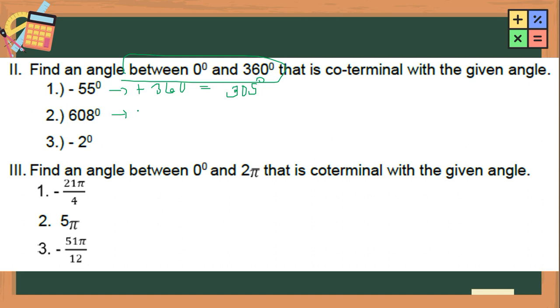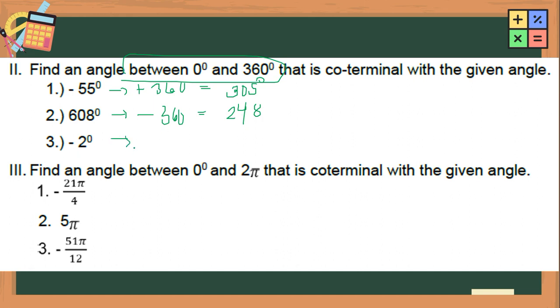Addition po. What is 608? What is the angle of 608 that is between 0 and 360? Coterminal. 608 minus 360 is 248. So the answer here is 248, because it is between 0 and 360.